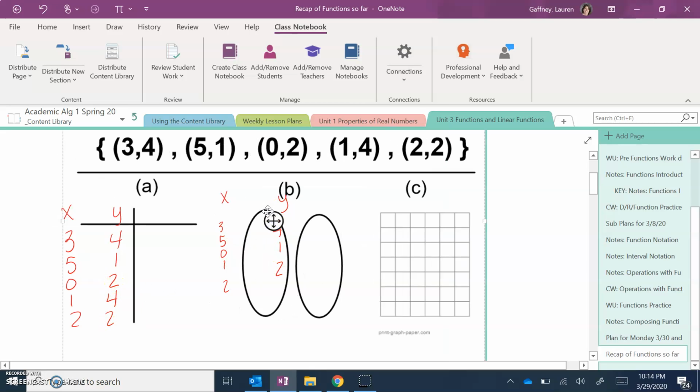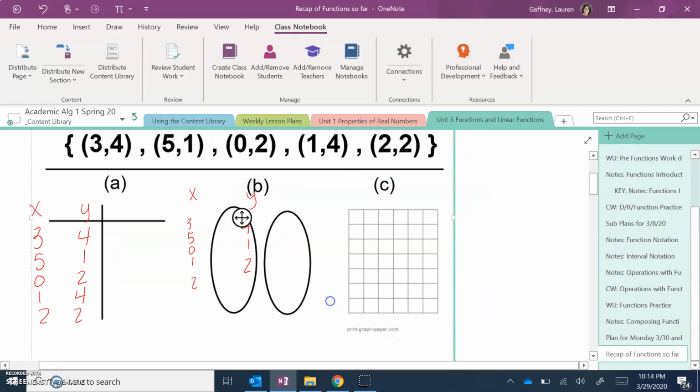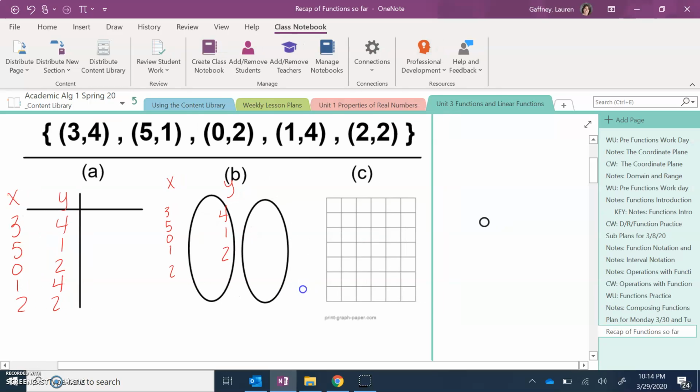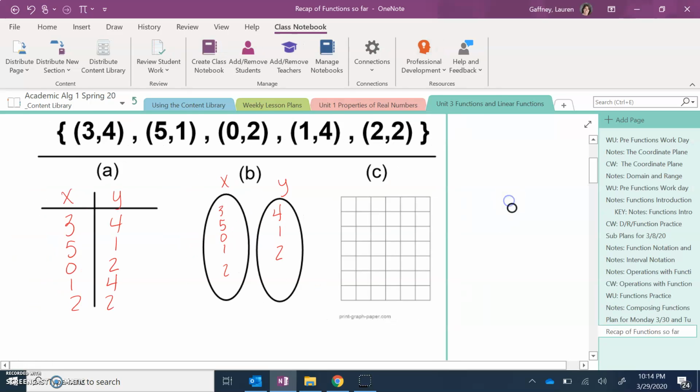So 3 goes, hold on. All right, sorry about that.